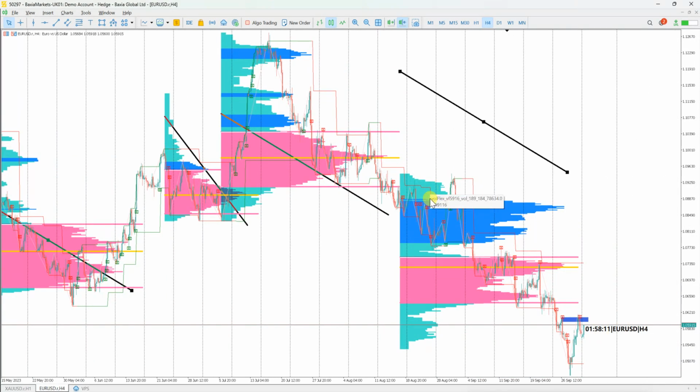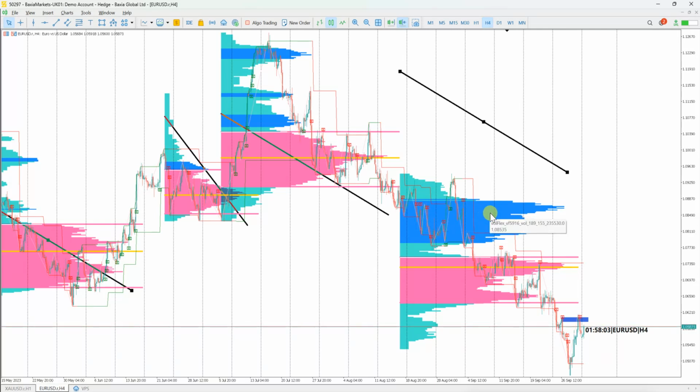And for the volume profile, the light blue color indicates a low volume, and blue color indicates a high volume, and a pink color indicates a value area and a high volume area.